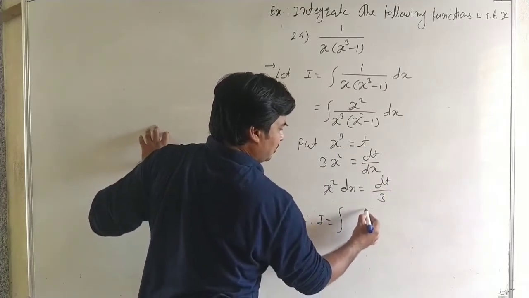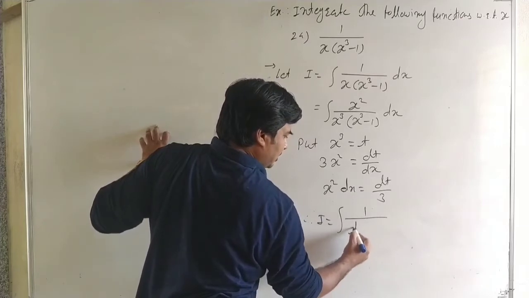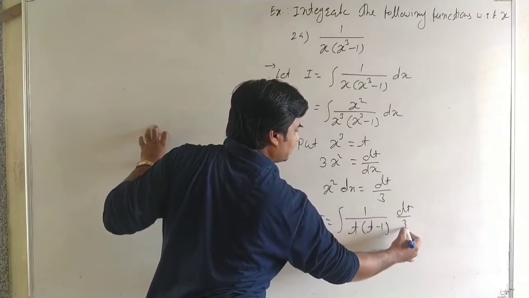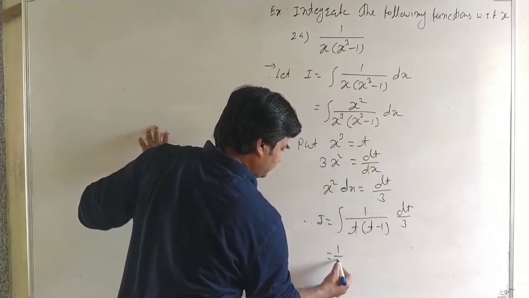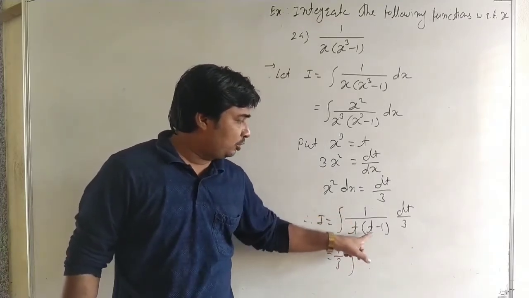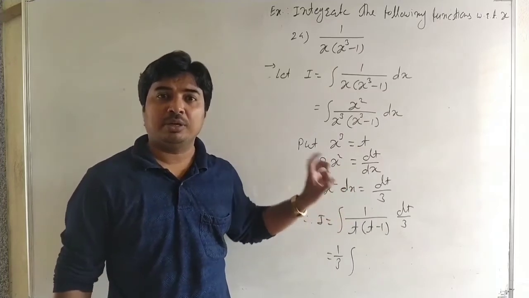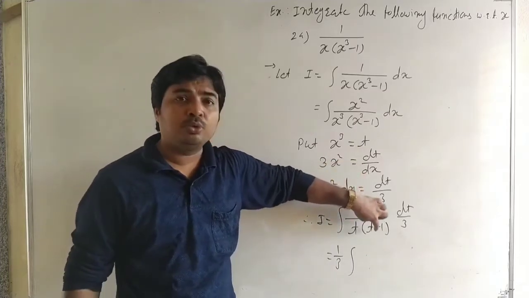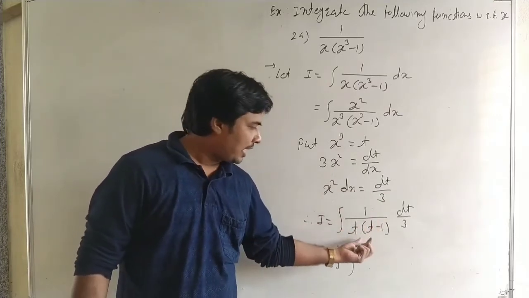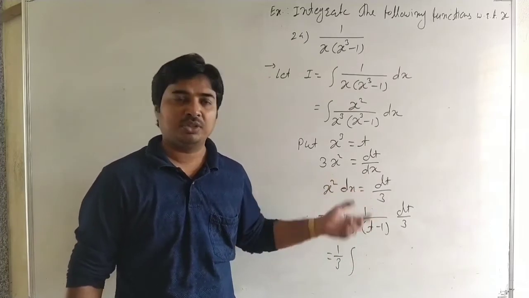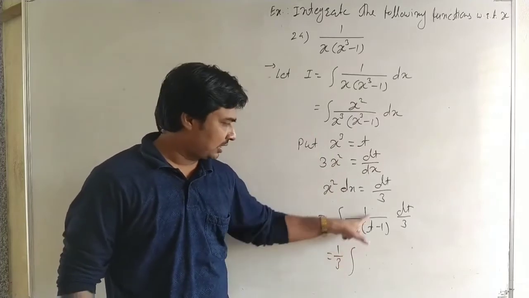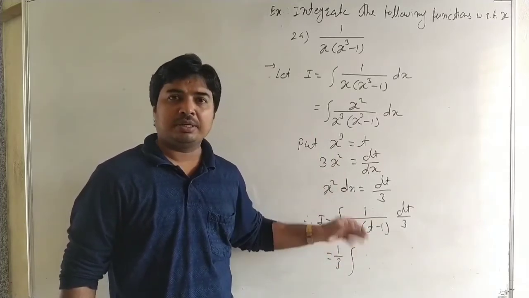it is 1 upon t into t minus 1, and here dt by 3. 3 is a constant, so it is 1 by 3 into 1 by t into t minus 1. That means the denominator contains a product of two linear factors. It is a constant upon a product of two linear factors. So we adjust the two linear factors in the numerator. Such type of example we see in our lecture number 9. Here the denominator contains two linear factors and the numerator is constant.